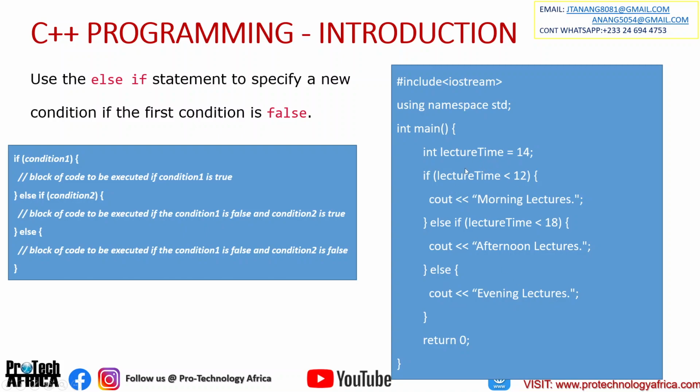So over here, if the first condition is true, then morning lectures will be executed. Else, if the first condition is false, then it checks again: is the lecture time less than 18? If the lecture time is less than 18, then afternoon lectures will be executed. Else, evening lectures, meaning that if the first two conditions are not satisfied, then the third output, which is evening lectures, will be executed. And then later we return 0, and then we end our program. So that explains the if, else if statement.